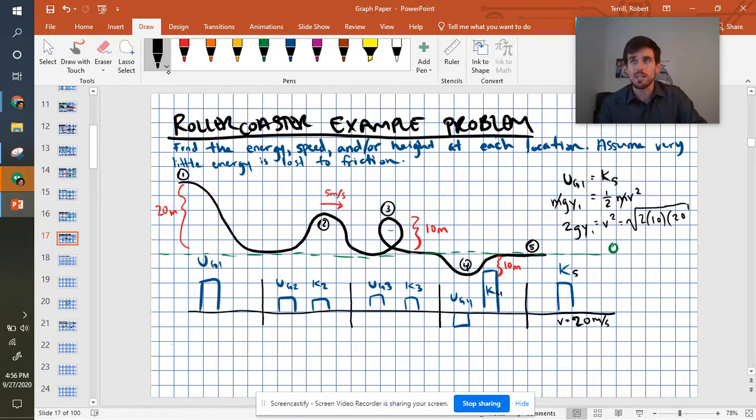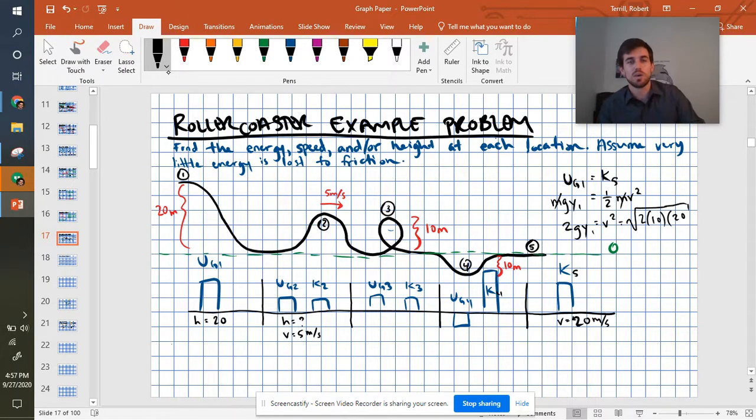Now we know the velocity there. Let's look at some of these other moments. We know that the height here is 20. At this moment here, we know that the height is going to be unknown, but we know that the velocity is 5 meters per second. So we can set up a new equation here.